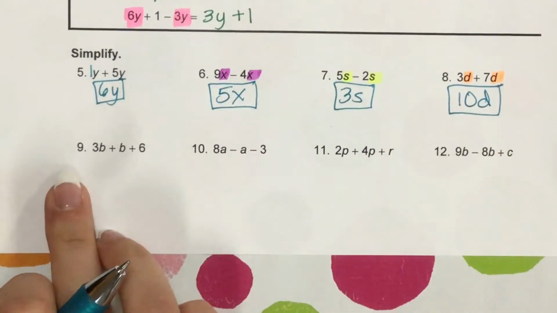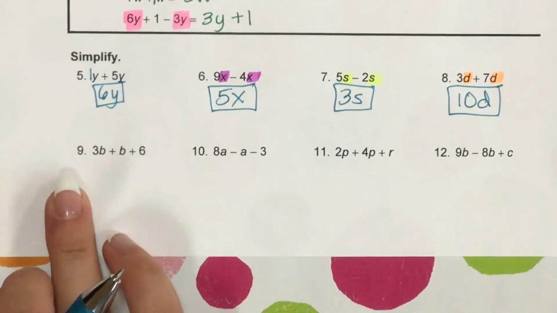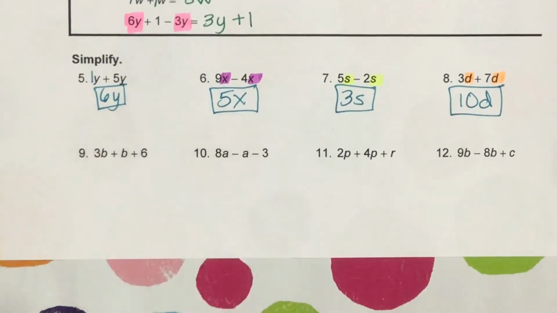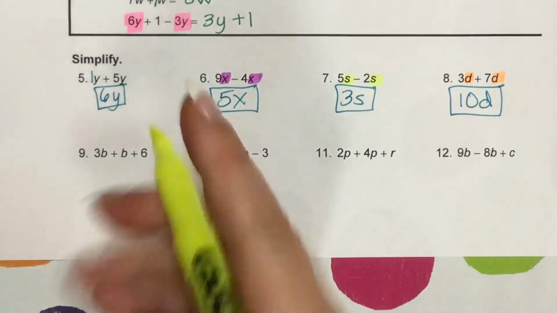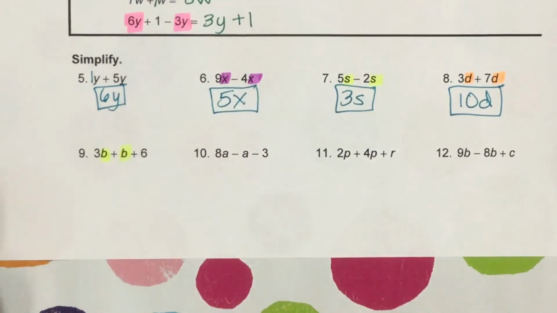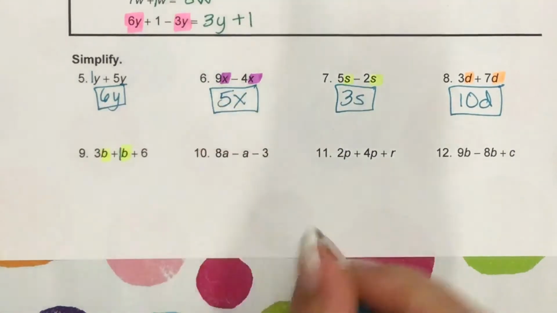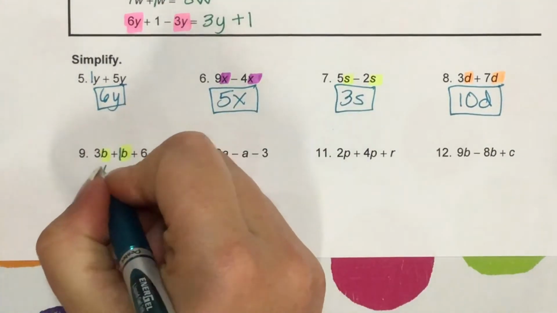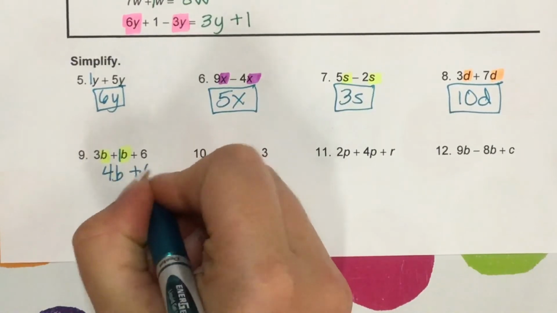All right, on to number 9. For number 9, we have 3b plus b plus 6. So 3b, and then this plus b. They both have b's, so we can combine those. And this b is the same thing as 1b. So we can go 3 plus 1, which is 4b plus 6.